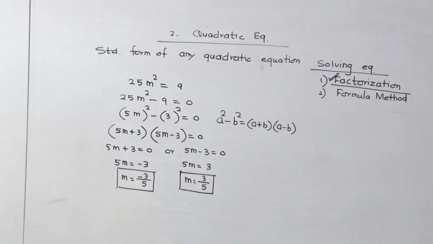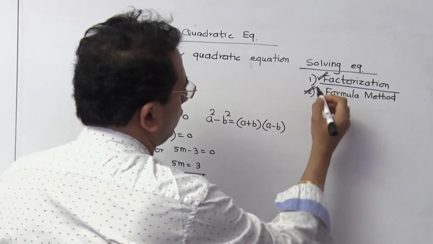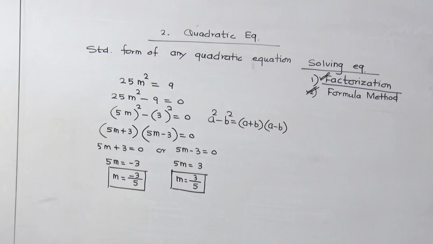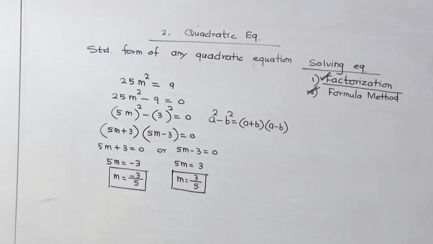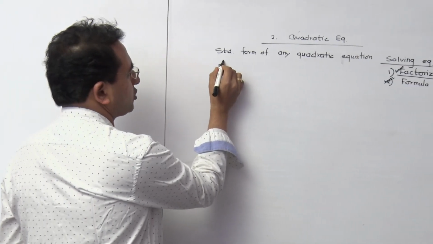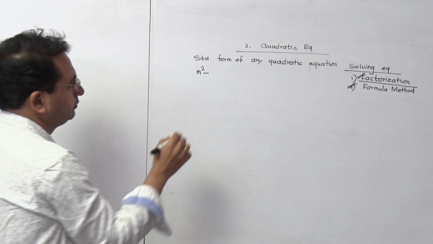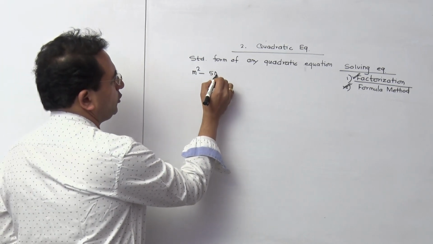Now we'll go for the next method, that is solving the equation by using the formula. Okay? Let us write down the equation here, which we have to solve. m square minus 5m is equal to minus 3.